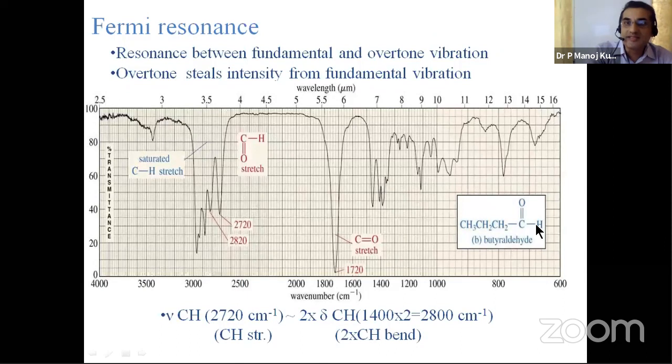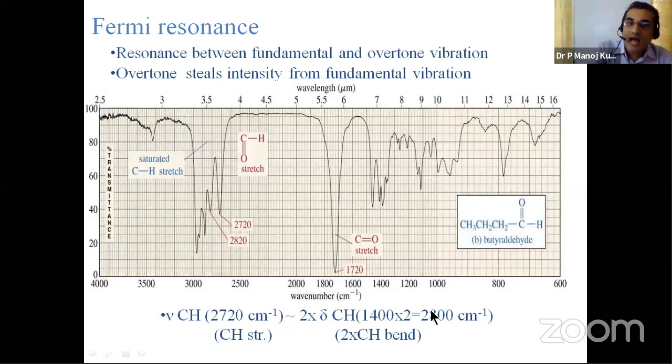In this case, the CH bending vibration will occur at 1400 and the overtone will be double of this, 2800. The CH stretching will absorb at 2720. So the first overtone of the CH bend and the CH stretching frequency are closer to each other. Usually this overtone will not be seen, but in this case it will be seen because it is close to the stretching frequency.